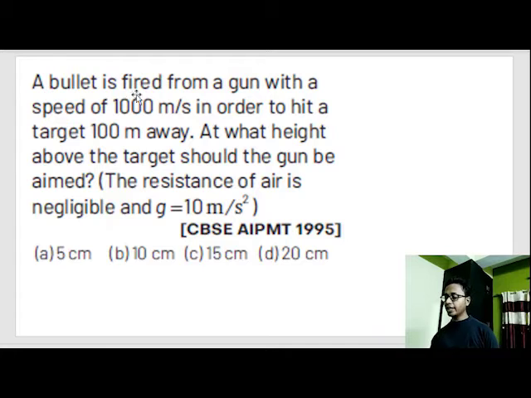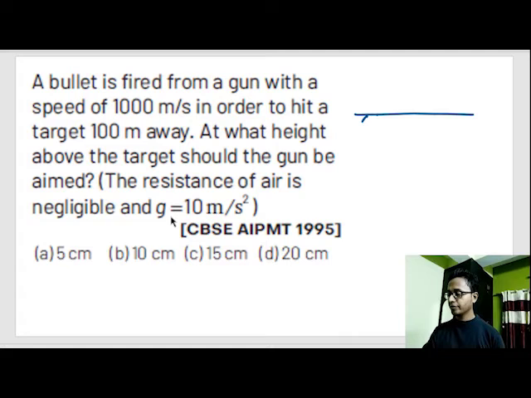A bullet is fired from a gun with a speed of 1000 meter per second in order to hit a target 100 meter away. At what height above the target should the gun be aimed? The resistance of air is negligible. That means there is no horizontal component of acceleration, and g, the vertical component of acceleration, is 10 meter per second squared. So let's see what was happening out here.